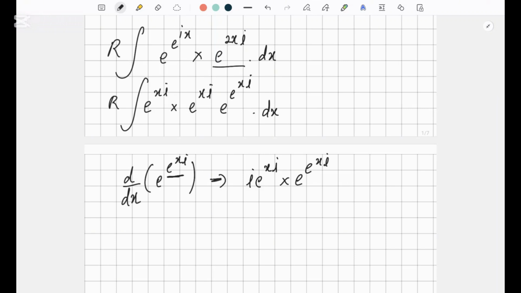Because when it comes to e to the power terms, it's always the power that you have to differentiate, right? So it's basically the same thing, but here the case is we have a different power, which is e to the power xi. So you have to differentiate that, and that comes down.